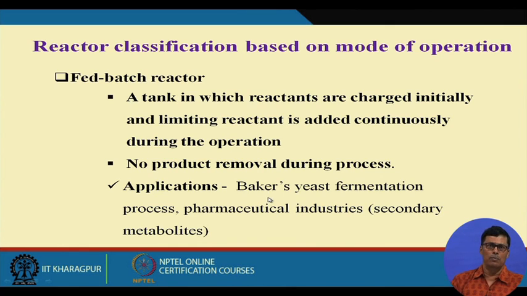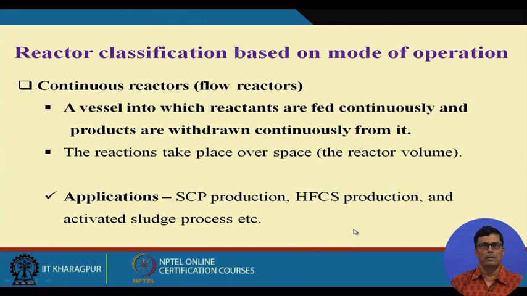We can increase the yeast cell production by using more substrate, because usually 1 gram of sugar can approximately produce 0.5 gram of yeast cells. So the more substrate is utilized in the system, the more yeast cells we can get. And also in the pharmaceutical industry, particularly for the production of secondary metabolites.